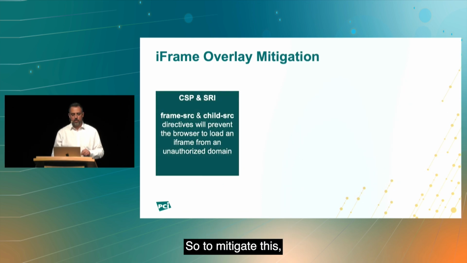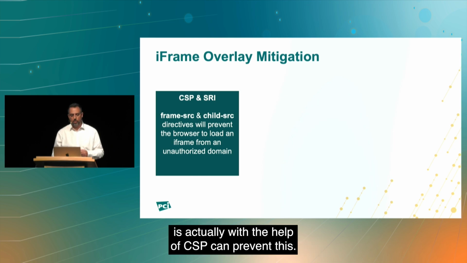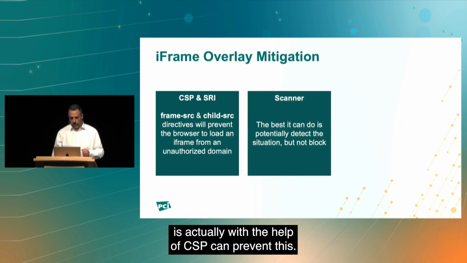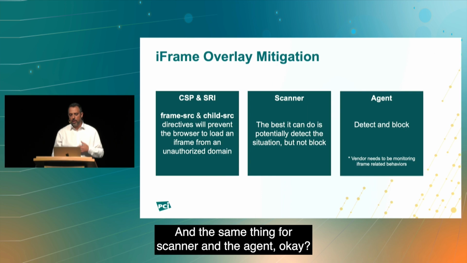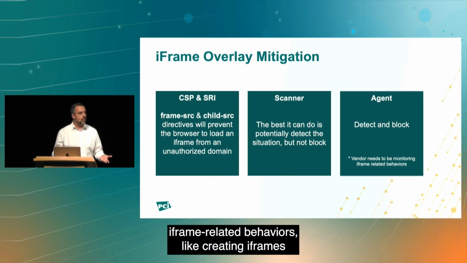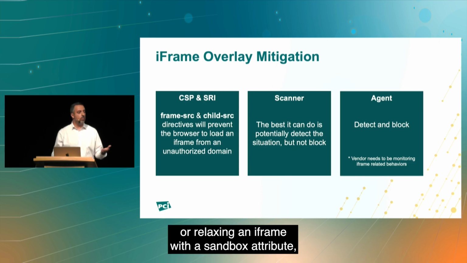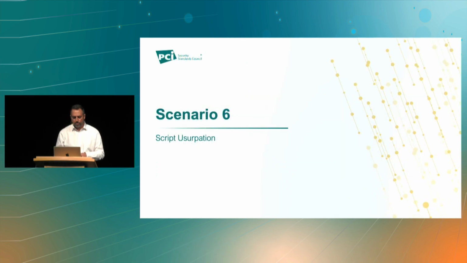So to mitigate this, it's very close to the previous example, CSP is effective in doing this. Anything with framing, the browser, with the help of CSP, can prevent this. And the same thing for scanner and the agent, okay? And again, the agent needs to be monitoring iFrame-related behaviors, like creating iFrames or changing anything about an iFrame, source attributes, anything, or relaxing an iFrame with the sandbox attribute, relaxing the behaviors.